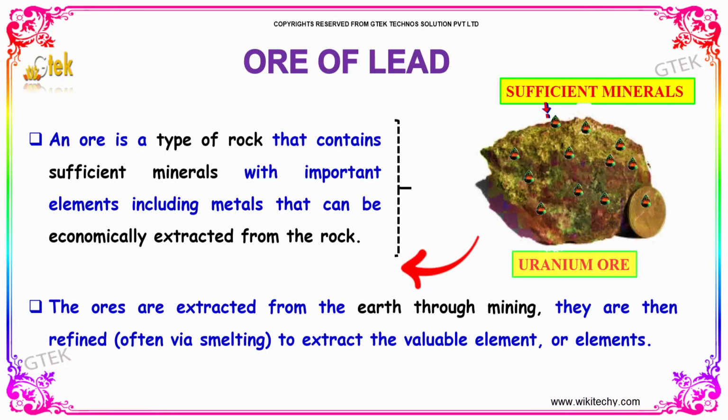Ore of lead. An ore is a type of rock that contains sufficient minerals with important elements, including metals, that can be economically extracted from the rock. The ores are extracted from the earth through mining. They are then refined, often via smelting process, to extract the valuable elements from it.